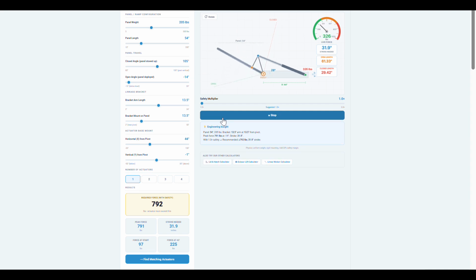The results show you peak force, stroke needed, and the required force with your safety factor applied. Take those numbers straight to the Selector tab. It'll match you to compatible actuators that can handle both the force and the stroke your specific geometry demands.